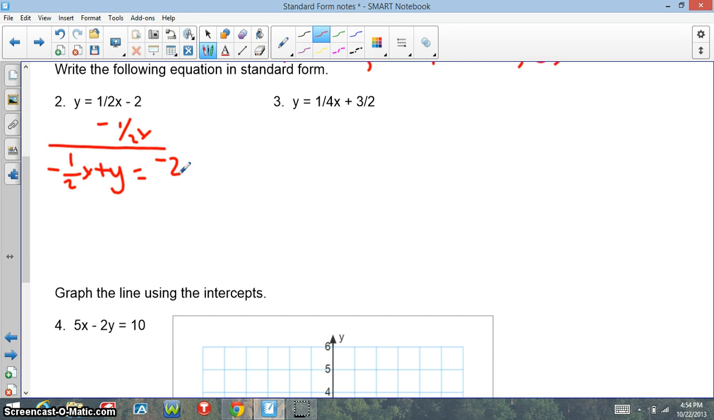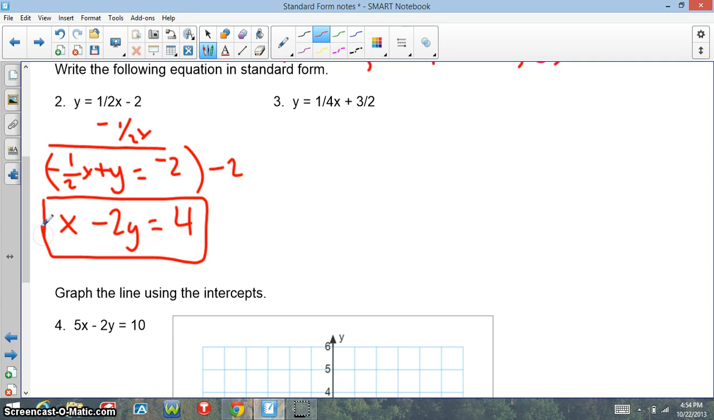Well, I want to get that value in front of my x to be a whole number, because that a needs to be a whole number, and preferably positive. So to do that, I'm going to take my entire equation and multiply it not just by 2, but by negative 2. So I'm going to take everything in there. Negative 2 times a negative 1/2 is just x. Negative 2 times y, so minus 2y, equals negative 2 times negative 2, positive 4. And that is our standard form.